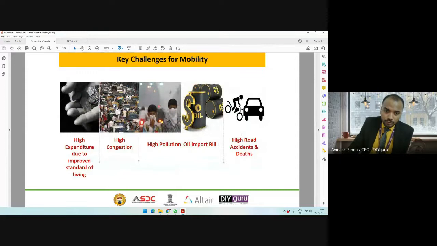Now, when you talk about the challenges in mobility for the Indian industry, what challenges is the Indian industry facing? First is high road accidents and deaths. There is a very great requirement for safer mobility.